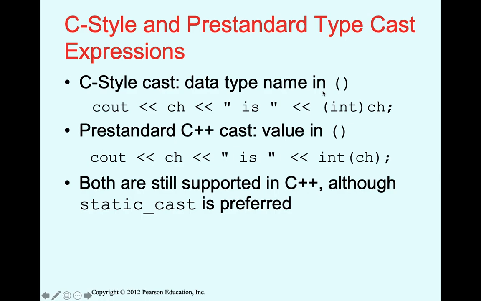So in the previous C++, the casting was done like this. You write the data type between two parentheses, and this will change the character into an integer. Okay. In pre-standard C++, it was like this. You write the data type and then you write the value in parentheses. Both work for the current C++, so both are still supported in C++, but static_cast is preferred. So we can do a cast in three ways: static_cast, or like this, or like this. All of them work.